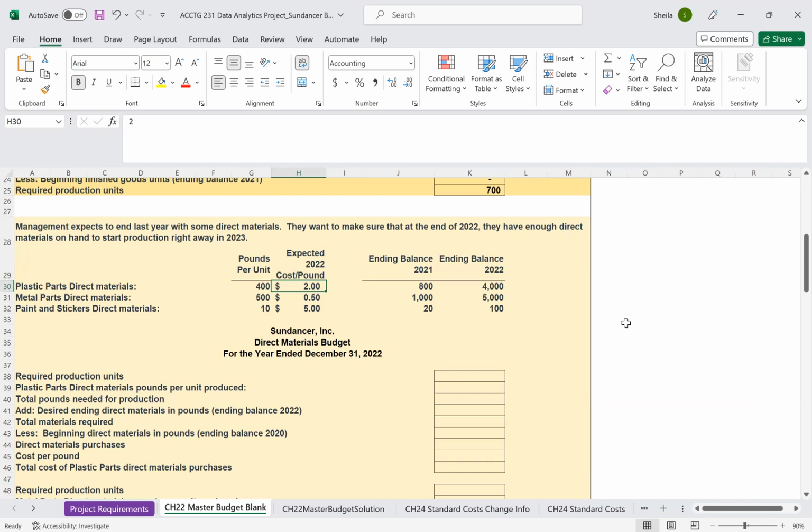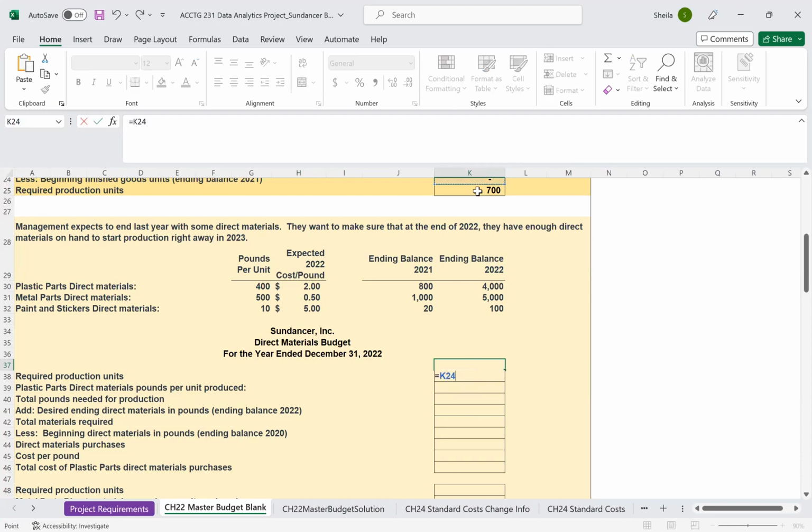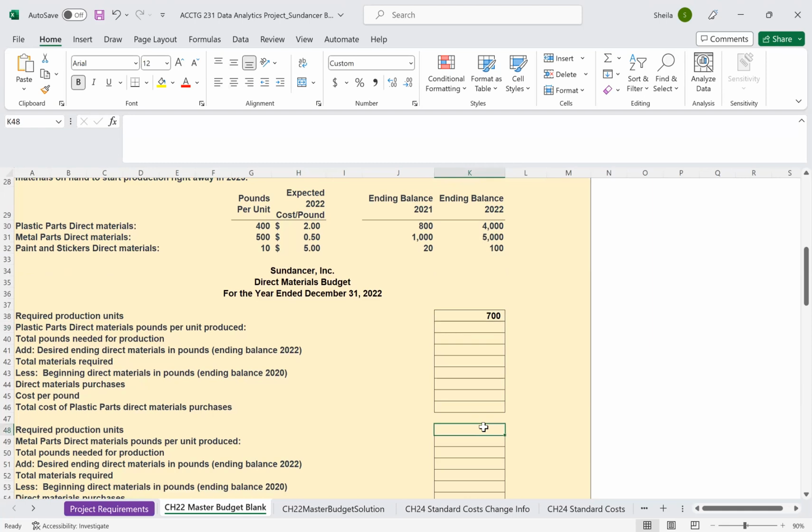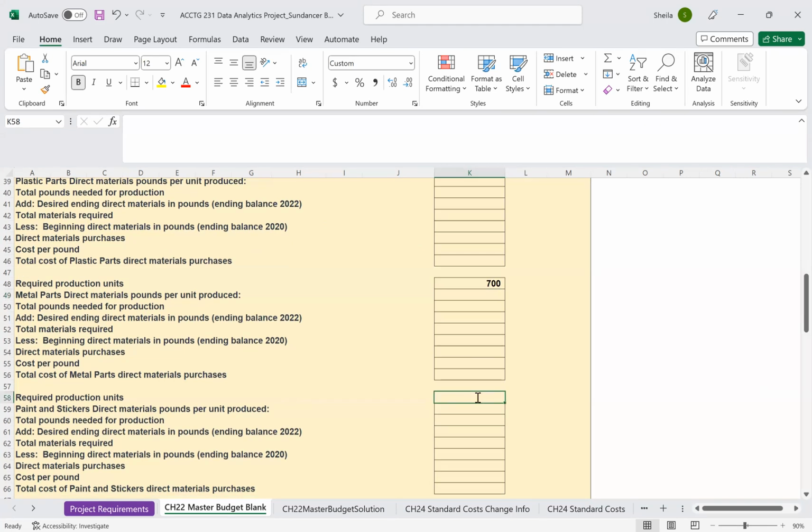Okay, now, one thing to keep in mind is, again, the production units. So for direct materials budgets, we need to know how many required production units we have. Well, it's 700. And so what I'm going to do is make sure that for my required production units, I am gathering my starting point as 700. And actually, I'm just going to fill that in just so we know where it comes from for each one of our 3 direct materials. Okay, that's what we're starting with.